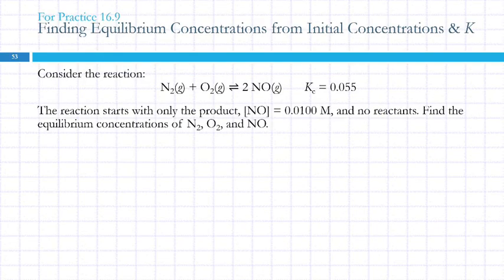More real examples, right? So here, nitrogen and oxygen react to form 2 NO, and the equilibrium constant is 0.055. The reaction starts with only the product and no reactants. Kind of weird, but whatever. Find the equilibrium concentrations of all three of the things. We have initial concentrations in K. We need an ICE table.